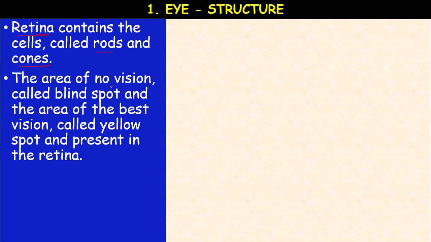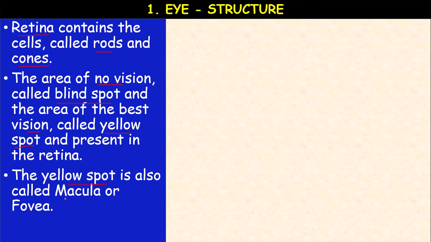Okay, the area of no vision in the eye, the place where there are no receptor cells, is called a blind spot. And the area of the best vision, meaning with more number of rods and cones, more number of these receptor cells, that portion is called the yellow spot, or it is also called fovea. This portion is present in the retina.